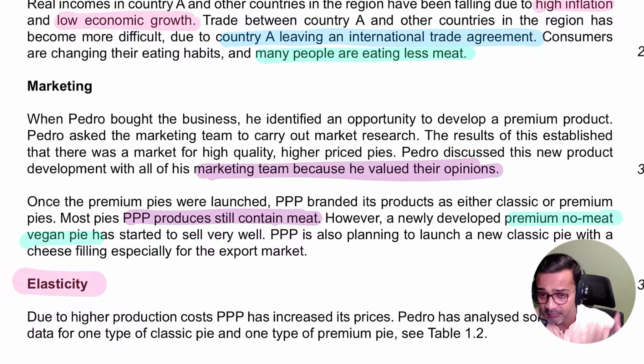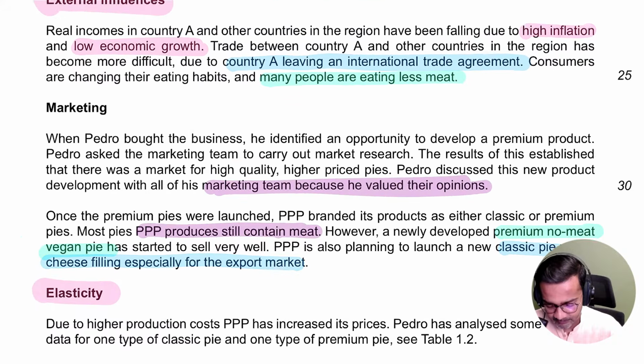See, so that's what I mean. There are different pieces of information all over the case study that you can combine together to form a really good answer. And I'm going to use this one, that people are eating less meat. Plus, they also have a solution on the way of a premium non-meat vegan pie. So, a good way to combine your application points. PPP is also planning to launch a new classic pie with the cheese filling, especially for the export market. There you go. So, there's a cheese filling one that is also now available, but they're thinking for this in the export market. However, the consumers that were eating less meat were in country A. So, I'll be choosy about how to use this point.